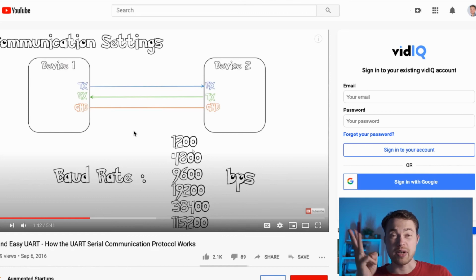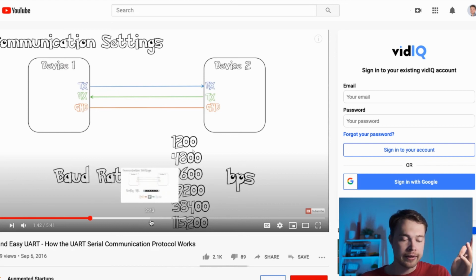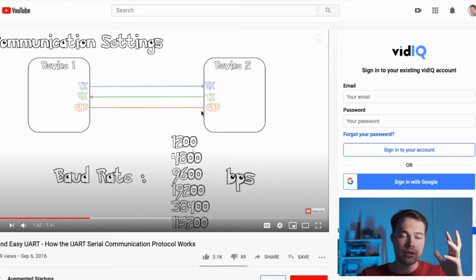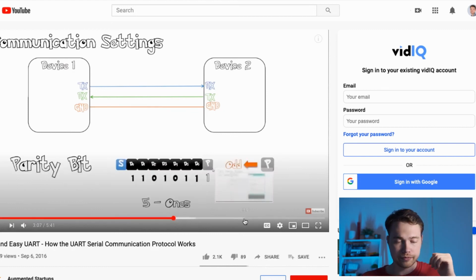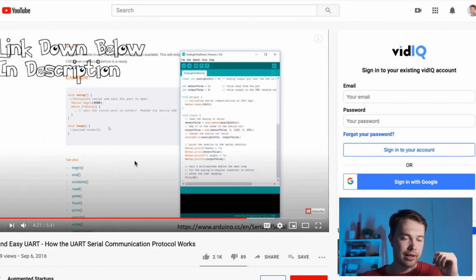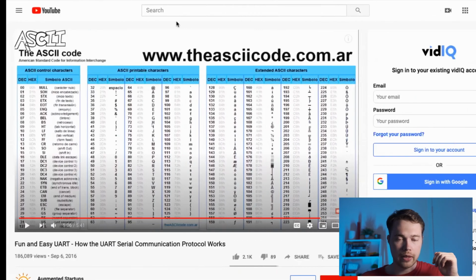TX, RX, and the ground, but we don't have a clock. What does that mean? That means these 2 parties need to decide on how quickly the data will be transferred, right? Otherwise, we need to have a clock. And the speed of that transfer is the baud rate. That's basically how many bits per second, like 1200 bits per second, or 38,000 bits per second. So when you establish the connection, device number 1 and device number 2 need to agree on the speed. That's called the baud rate. But anyway, those guys explained it really well. Okay, that's pretty much it.